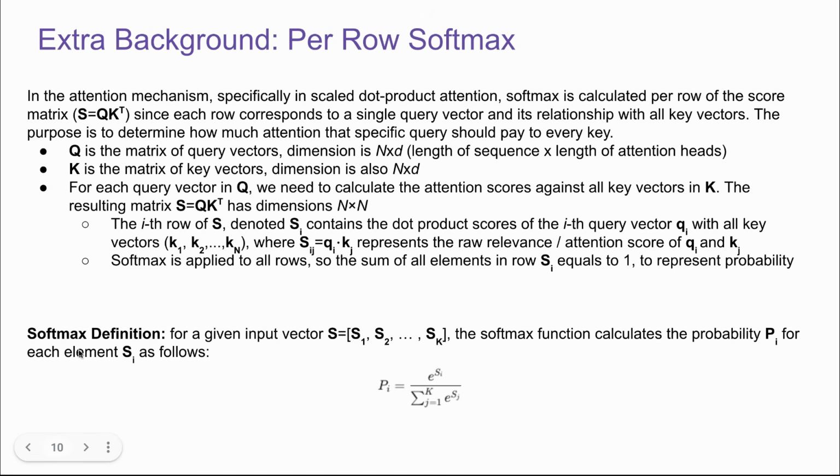And just to remind you, the softmax definition is: for a given input vector S from S1 to Sk, the softmax function calculates the probability Pi for each element Si as follows. Pi equals e to the power of Si over the sum of e to the power of Sj.